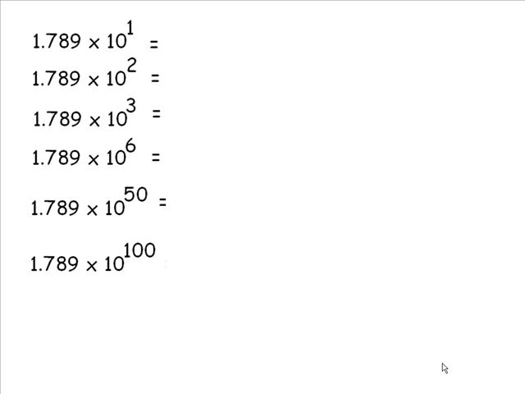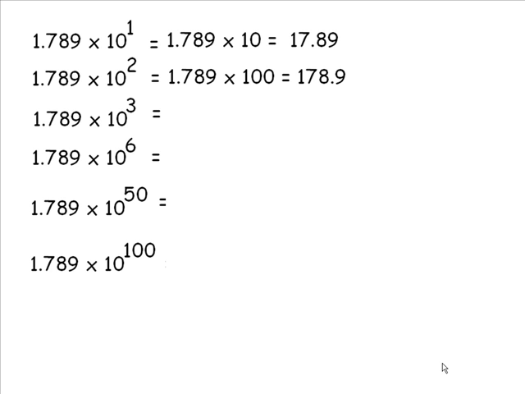Here are some examples. 1.789 times 10 to the exponent of 1 is just the same thing as 1.789 times 10, which equals 17.89. You'll see that writing in scientific notation to a power of 1 is really kind of a waste of your time. However, 17.89 is not a really large or really small number. So we'll take a look at 1.789 times 10 squared. 10 squared, you know, is 100. 1.789 times 100 is equal to 178.9. Again, not a very large number and not a very good way to spend your time writing in scientific notation.